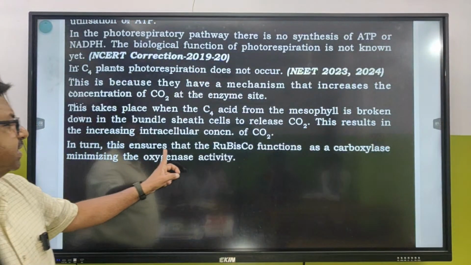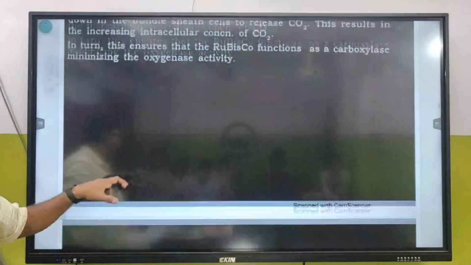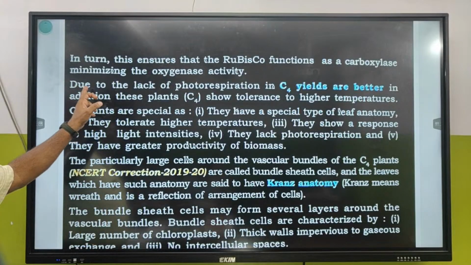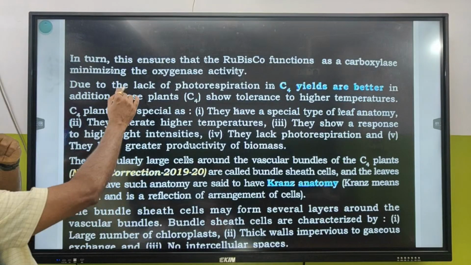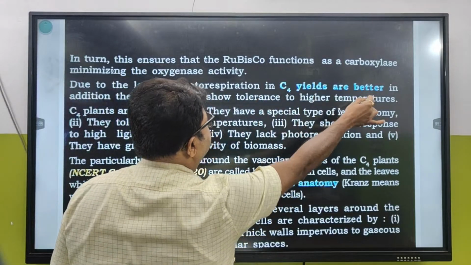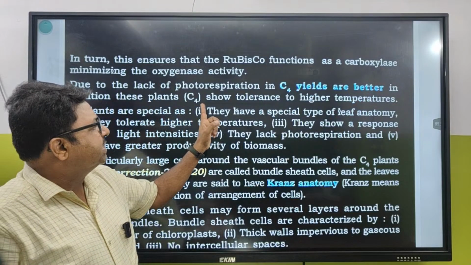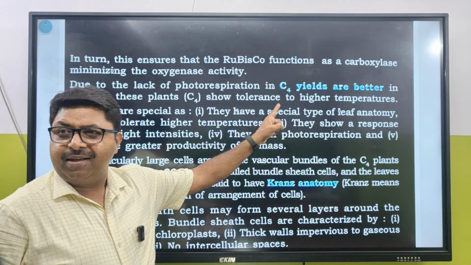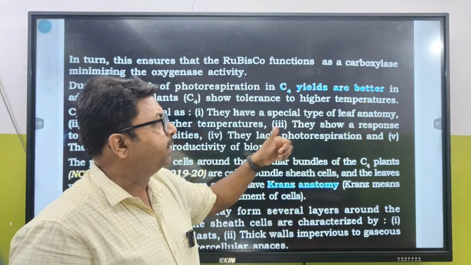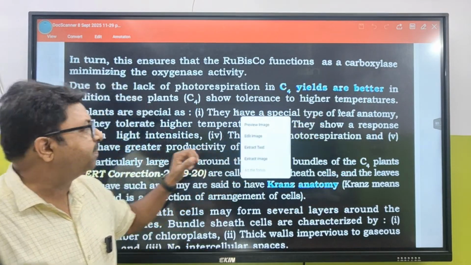In turn, this ensures that the Rubisco functions as a carboxylase, minimizing the oxygenase activity. Due to the lack of photorespiration, C4 yields are better. In addition, these C4 plants show tolerance to higher temperature. So whose yield is higher? C4 yield is higher, and C4 is tolerant to higher temperatures.